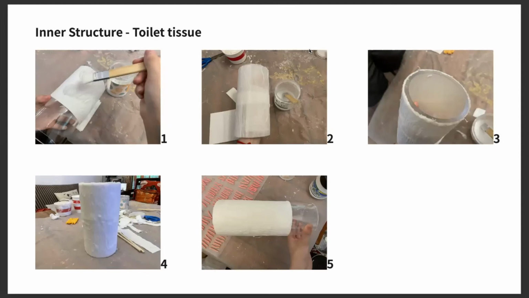The second part I made is the inner structure. I bought an 18 cm long acrylic tube to help me set up the shape. I stick the toilet tissue layer by layer on the tube, and the thickness is about 3 to 4 millimeters. It will become completely dry after 2 days. Then it's time to separate the tissue surface from the tube, as you can see in step 5.